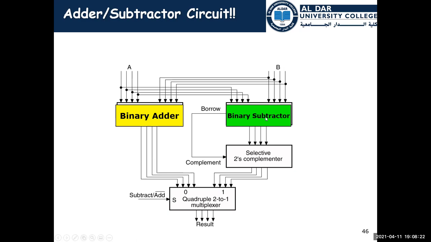Here we have the binary subtractor. According to the borrow, we have to check for the borrow. If we have a borrow here, we complement this number and then we have the 2's complement. Not every time do we need the 2's complement. As I told you, sometimes we need the 2's complement one time or two times, but we just consider the first 2's complement.